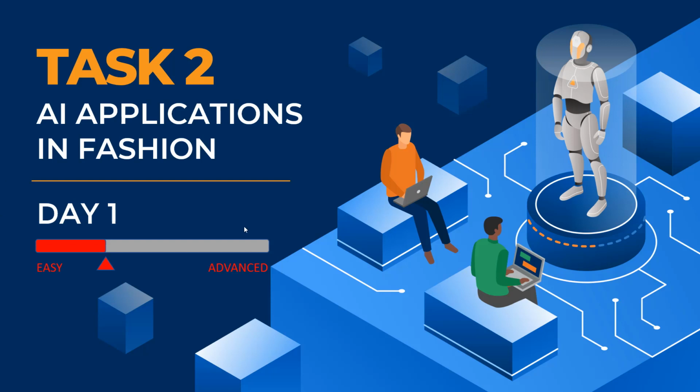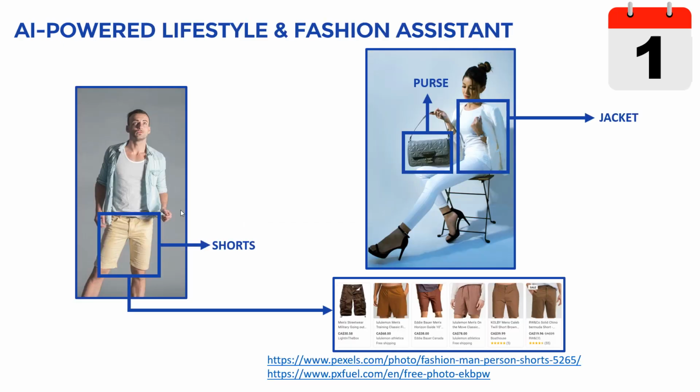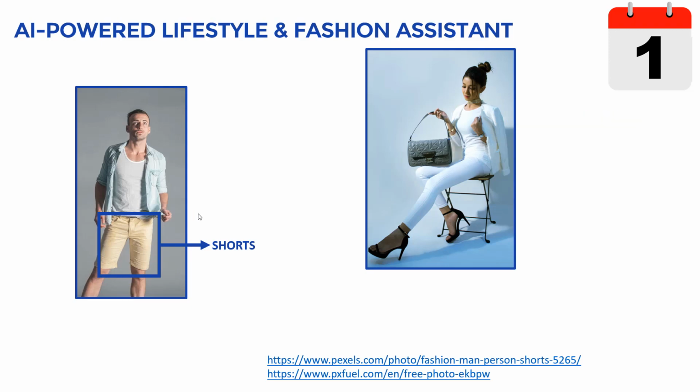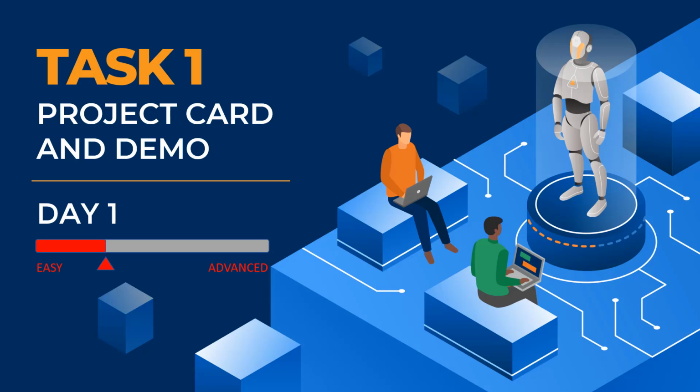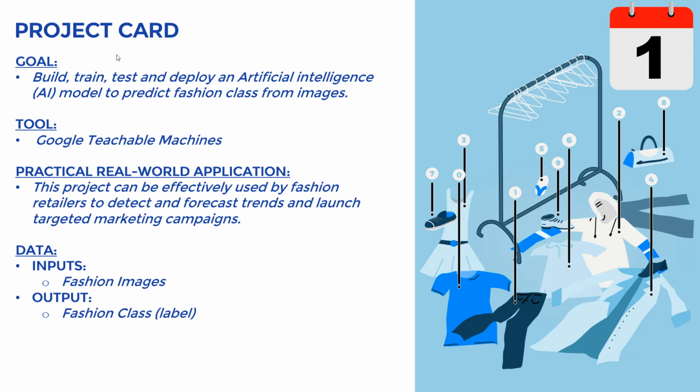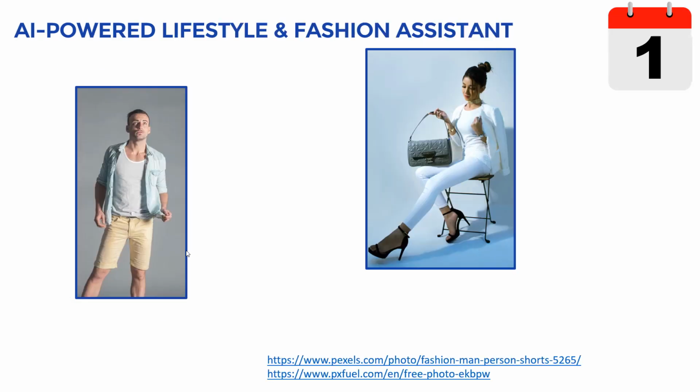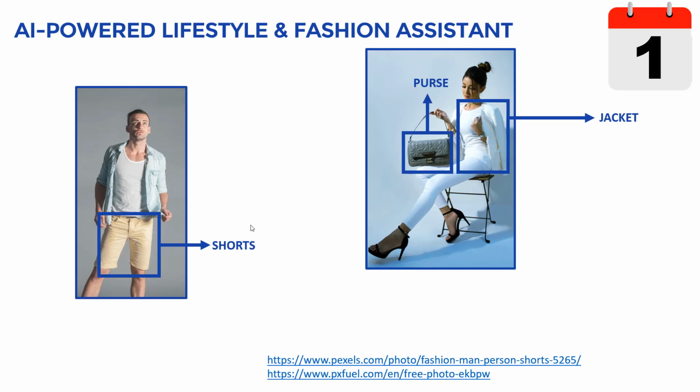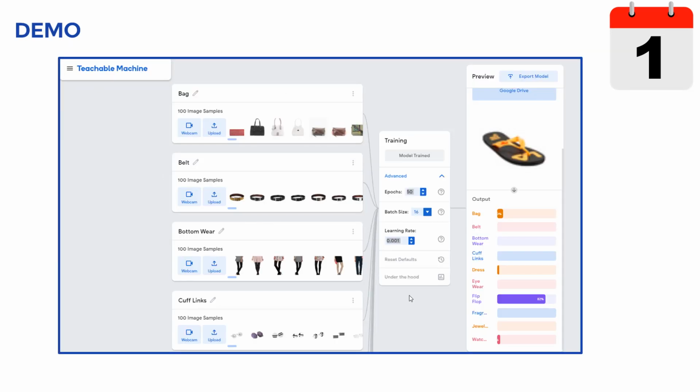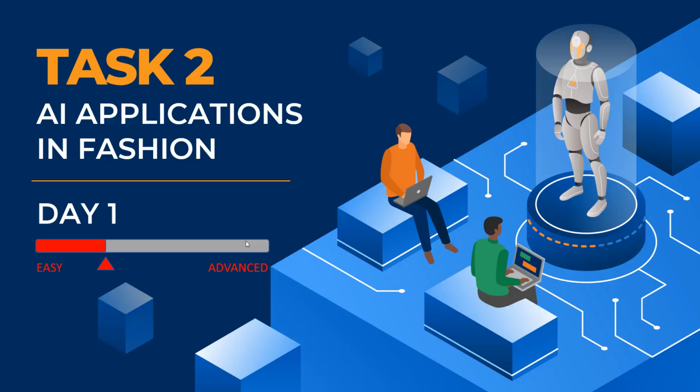Okay, so if you remember in the previous task, we covered the project card and demo. We learned that we're going to build, train, test, and deploy an AI model to predict fashion classes from images. We learned that we're going to use a tool known as Google Teachable Machines, and we learned about the inputs and outputs as well. And next, we went through a quick demo. I hope you enjoyed that one and found it pretty straightforward.